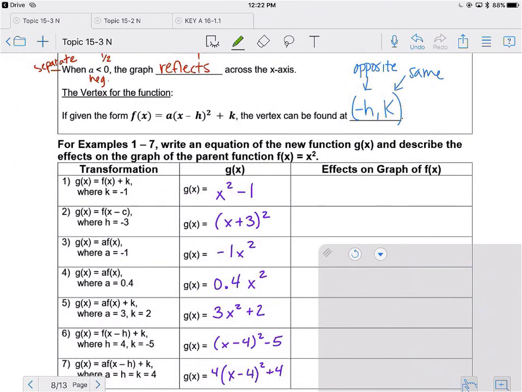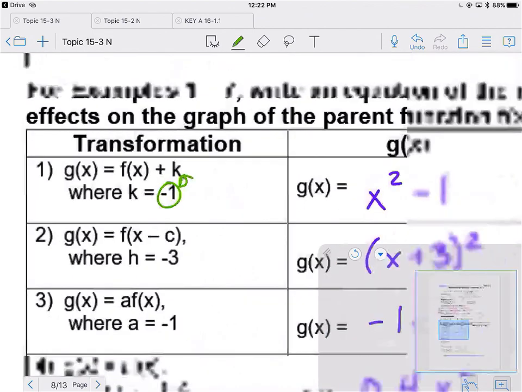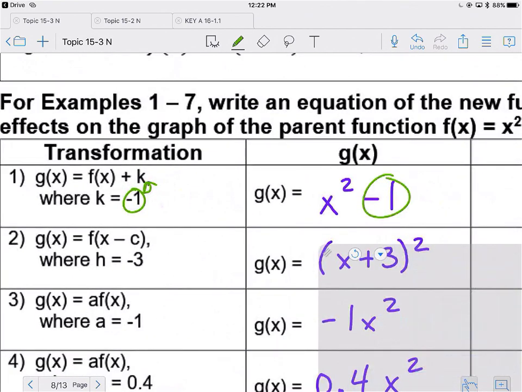So we've kind of started this for you because some of these are really weird. What they're asking you to do is write an equation and describe the effects. So we're going to describe the effects, but make sure you're listening on how I wrote these. So they tell us f of x equals x squared. So anywhere we see an f of x, we replace it with x squared. And then they have given us k, h, or a values in which we are replacing the numbers wherever they are. So here they tell us k is -1, so instead of putting plus k, we put -1.